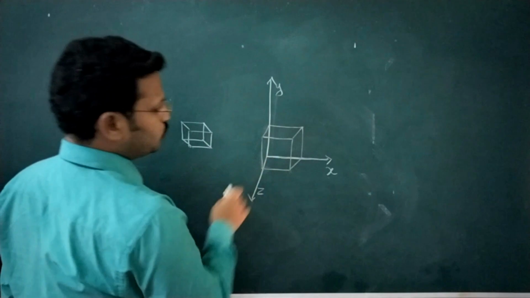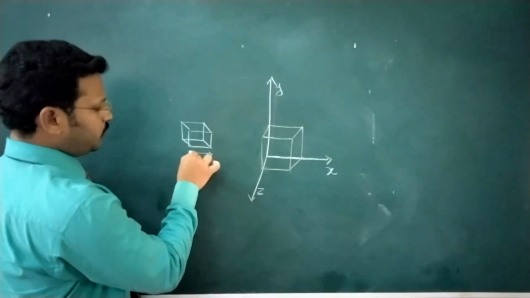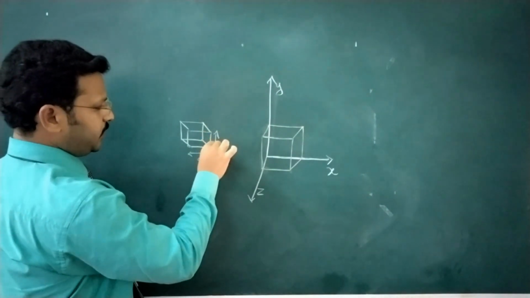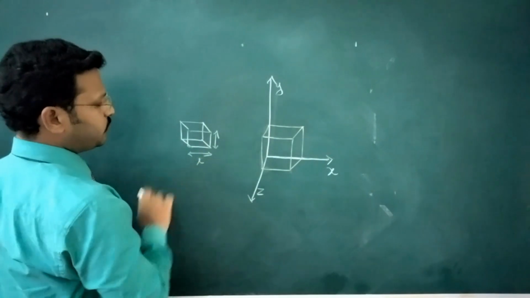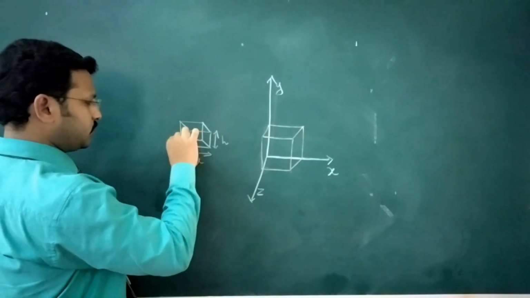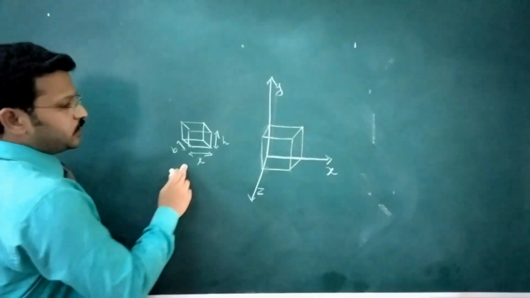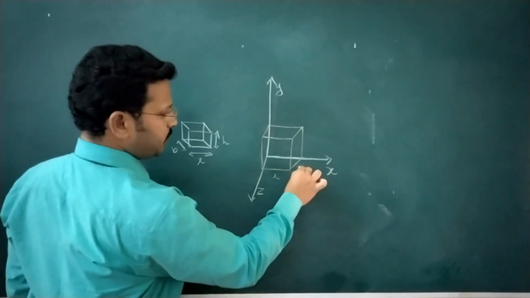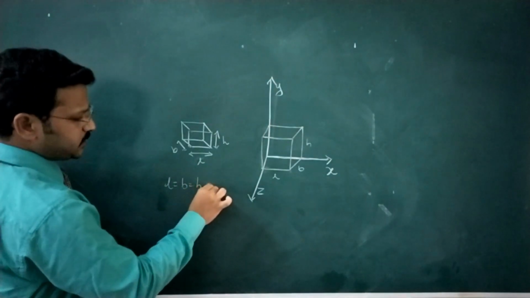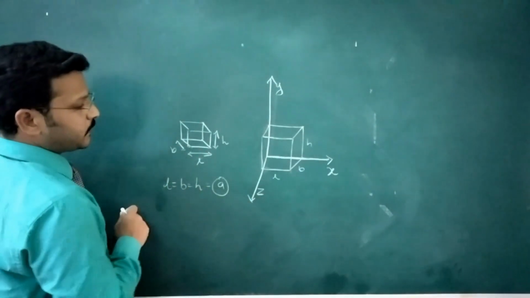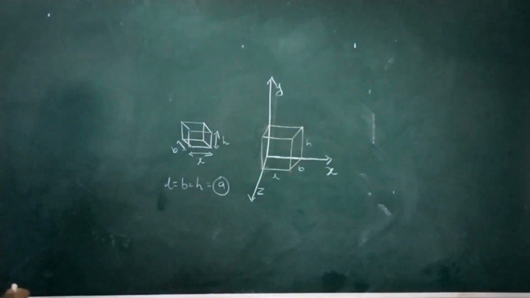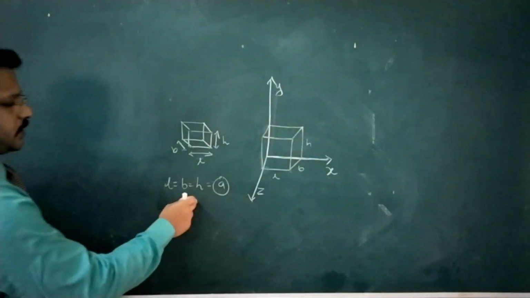Here in this cube we have the side, which is measured to be A. This we consider as length, this is height, and this is breadth. Since it is a cube, the length, breadth and height are all similar: L is equal to B is equal to H, which can be mentioned as A. So all the sides of a cube are equal in length, and it is considered to be A.